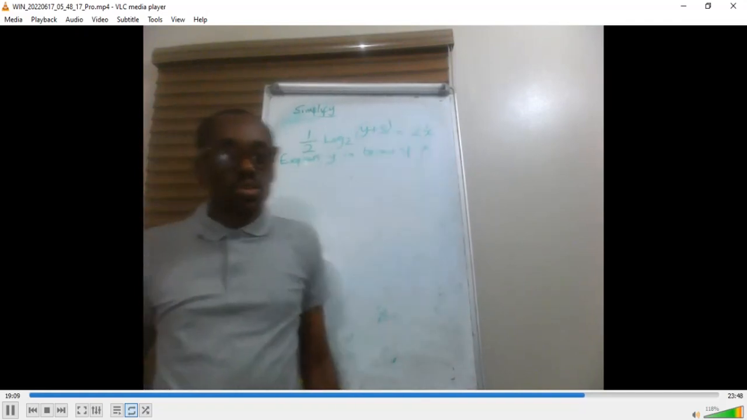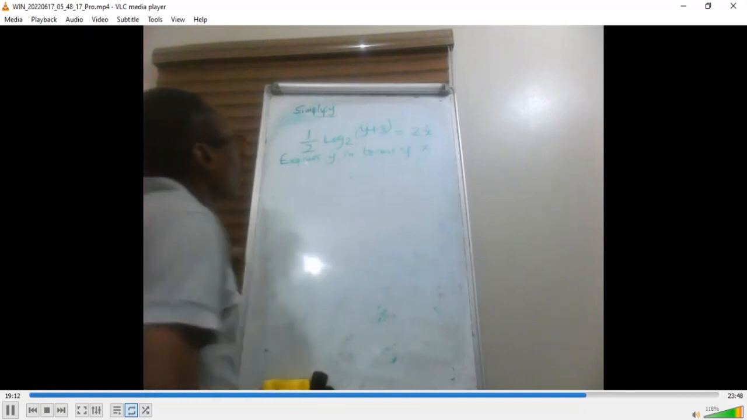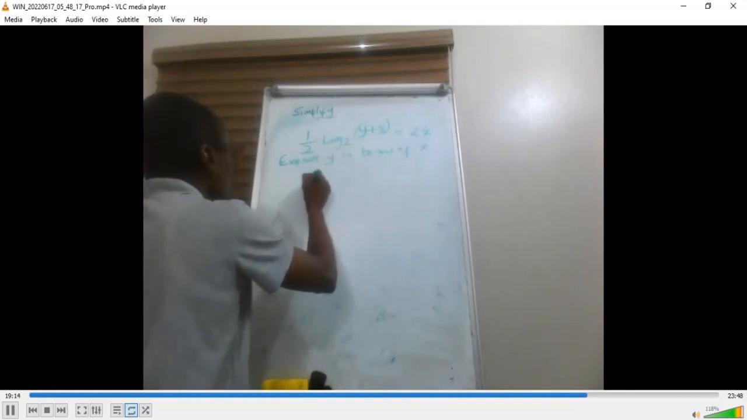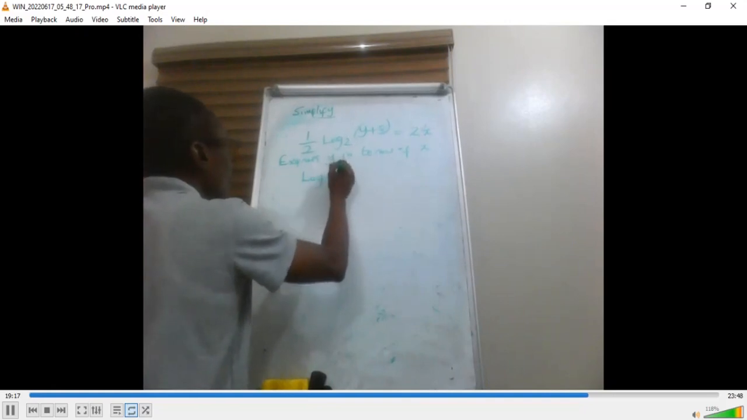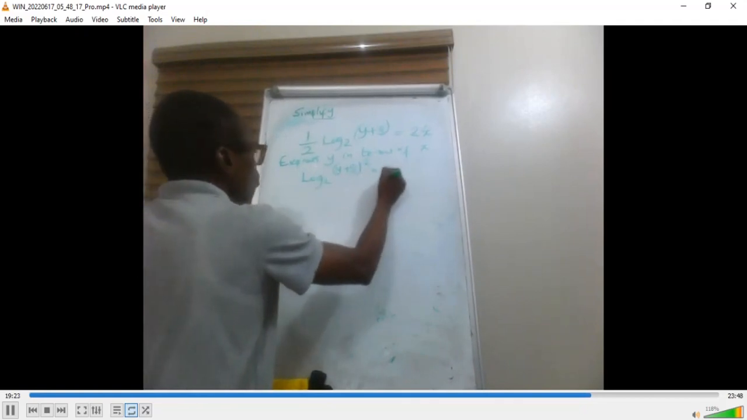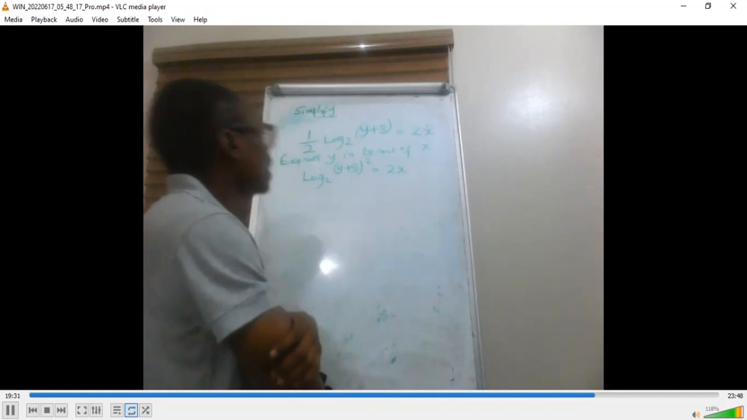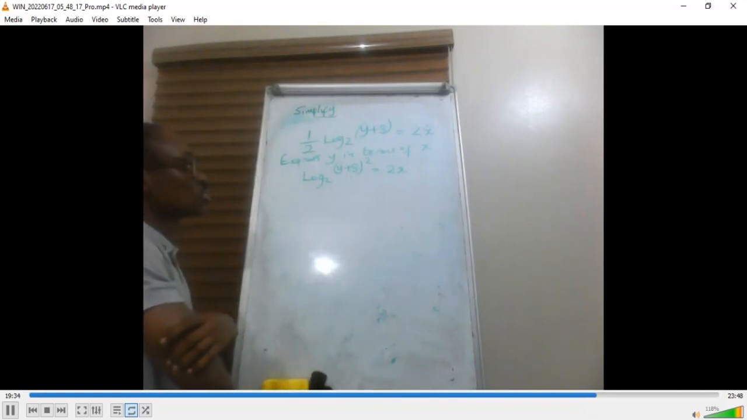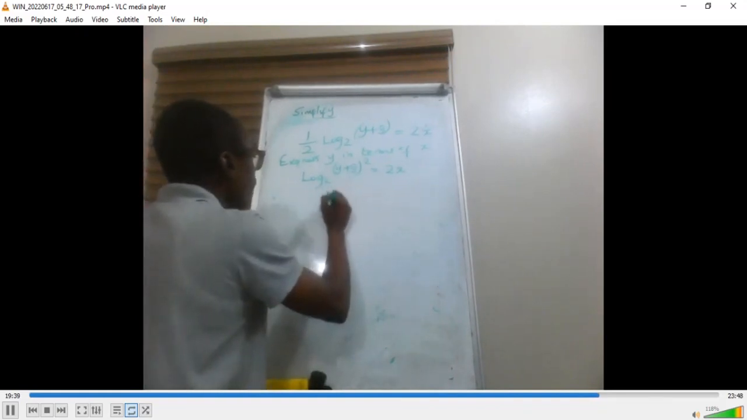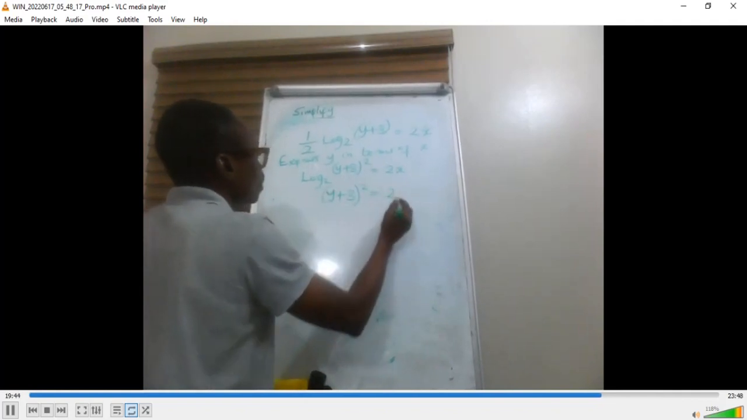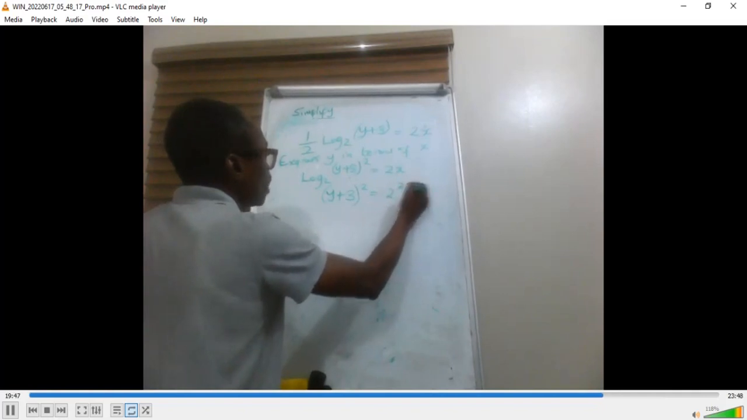So we are going to write this as log of y plus 3 raised to power 2 base 2 equals 2x. Okay, so this is the logarithmic form. Now we're going to rewrite this in the index form. So in the index form, this is going to be y plus 3 raised to power 2 equals 2 raised to power 2x.